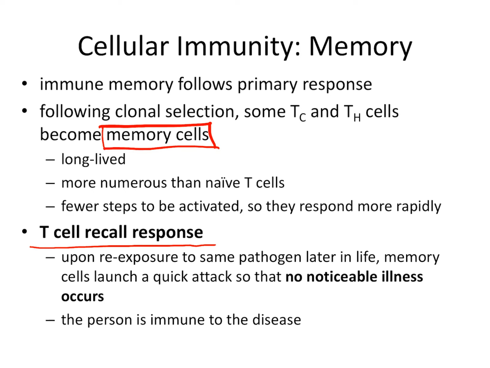And so again, when you're exposed to this pathogen a second time, these memory cells are able to launch this response so quickly that even though you've been exposed to the same pathogen, you will not show any noticeable illness or symptoms. Essentially, these memory cells are able to render you immune to this particular disease. Further, oftentimes this immunity can even last a lifetime. This is the reason why, for example, childhood vaccines are often effective for your whole life.